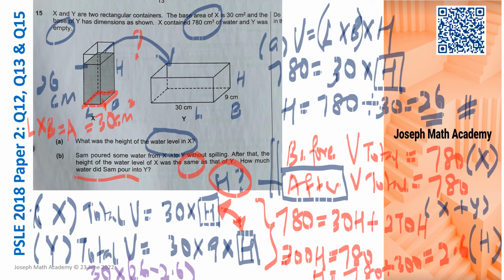So that is the decrease in height. One more time: the height of the water level dropped from container X is 26 minus 2.6. So that is the drop in height. Use that drop in height, multiply by the base area 30, and we get the answer 702. So 702 cubic cm should be the amount of water Sam poured into Y. Okay, question 15 is done.